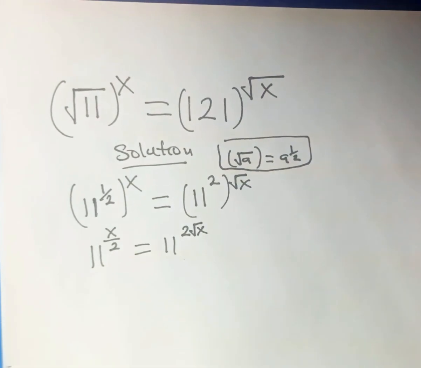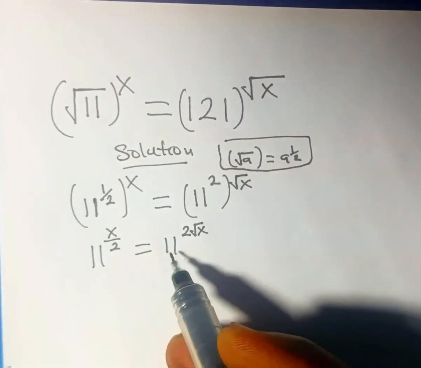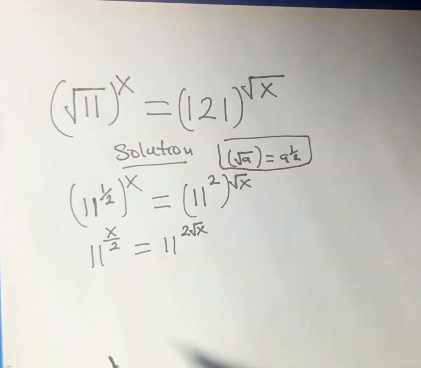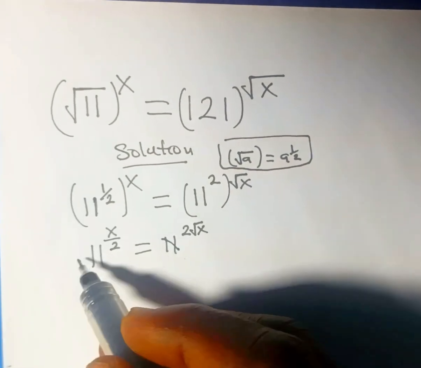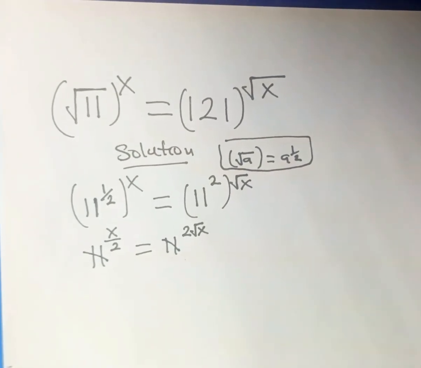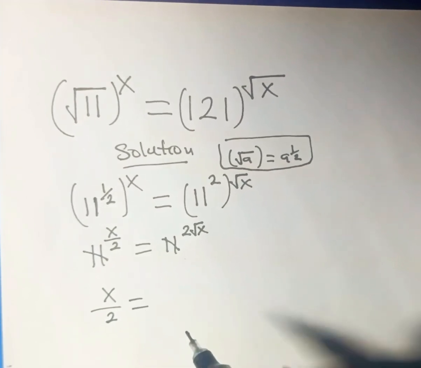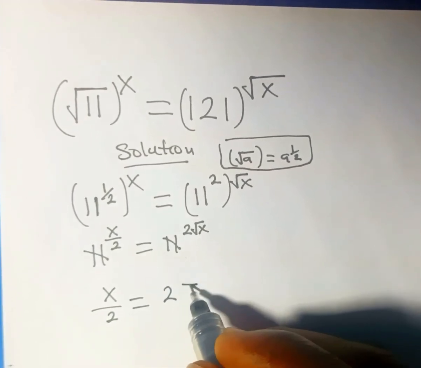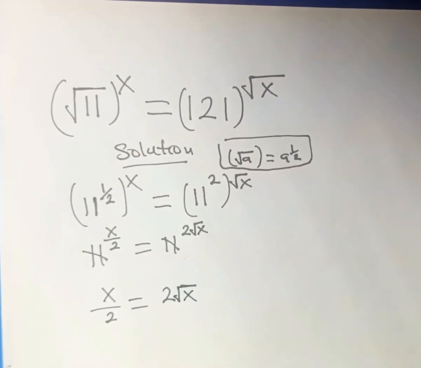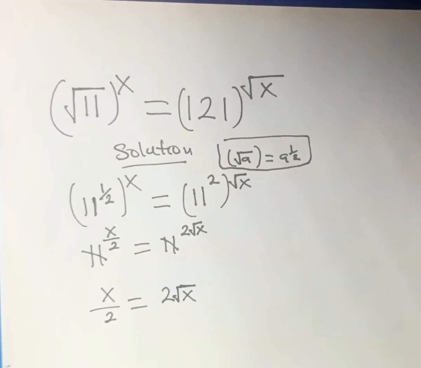Now the next thing we're going to do is to recall one of the properties of exponents. The bases are the same, 11 and 11. When the bases are the same, we equate the powers. So we just cancel out these bases and equate the powers. The first power is x over 2, which is equal to the second power, which is 2 square root of x. Now remember, we are looking for the value of x.